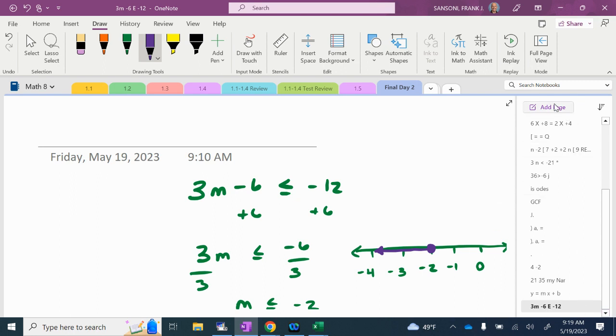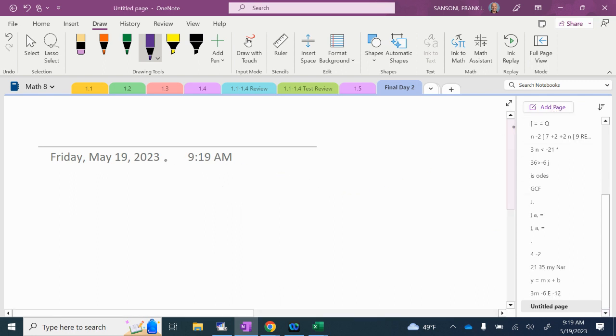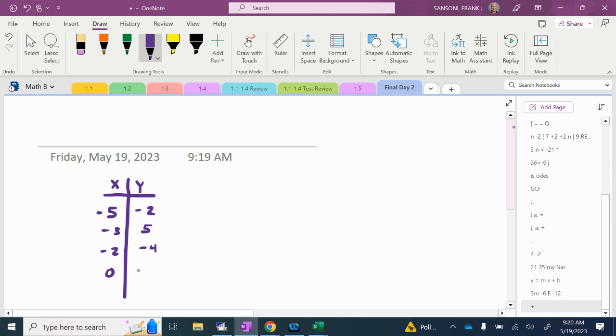Do I have to add more boxes? I do. 46. Make a quick table. And we've got negative 5, negative 3, negative 2, 0. We've got negative 2, 5, negative 4, and negative 5.